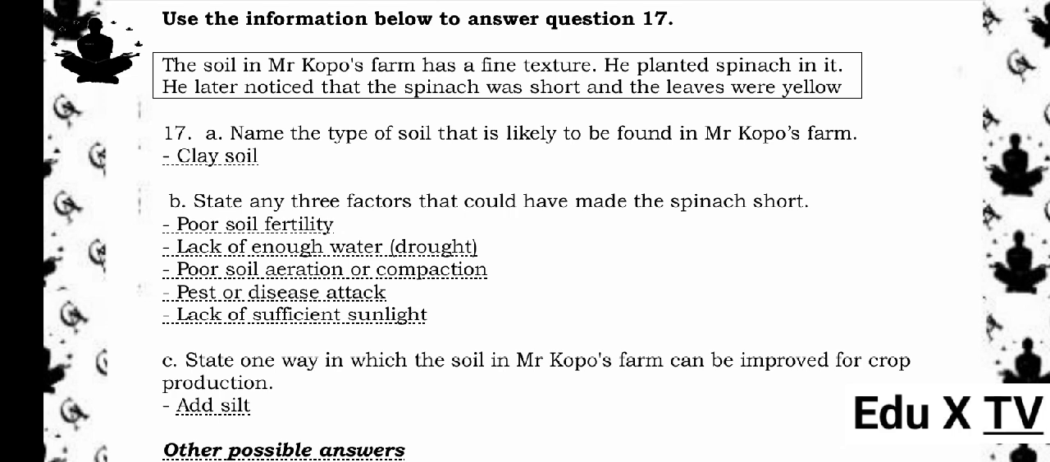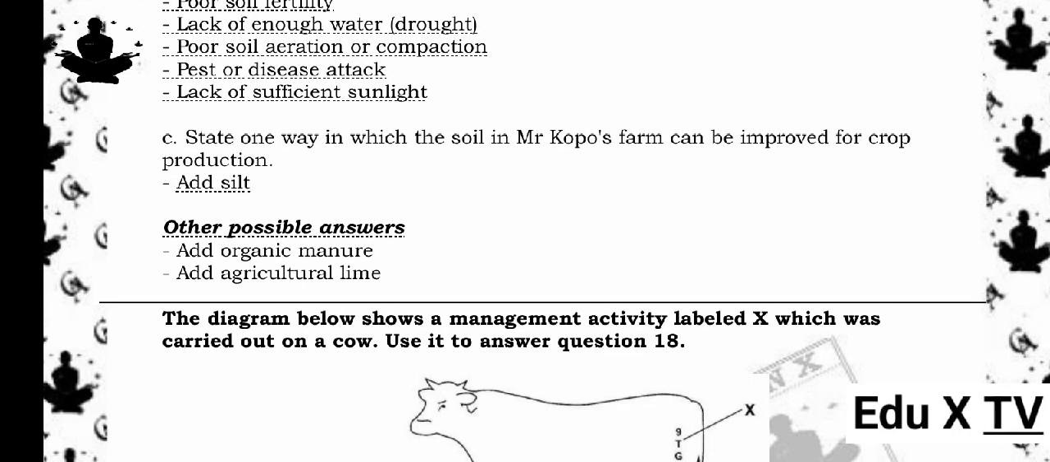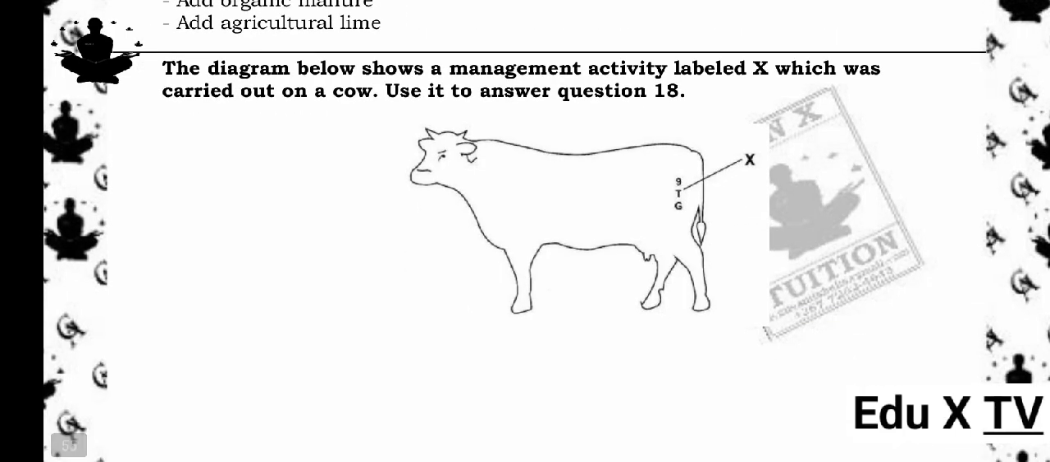B. State any three factors that could have made the spinach short. Poor soil fertility. Lack of enough water (drought). Poor soil aeration or compaction. Pest or disease attack. Lack of sufficient sunlight. C. State one way in which the soil in Mr. Capoe's farm can be improved for crop production. Add silt. Other possible answers: add organic manure, add agricultural lime. The diagram below shows a management activity labeled X.